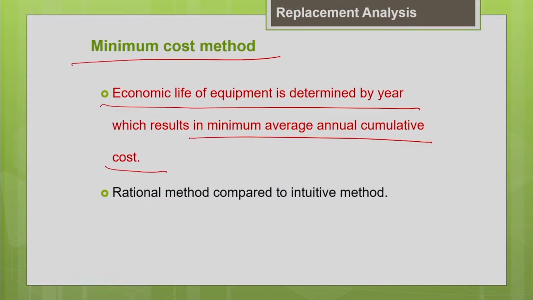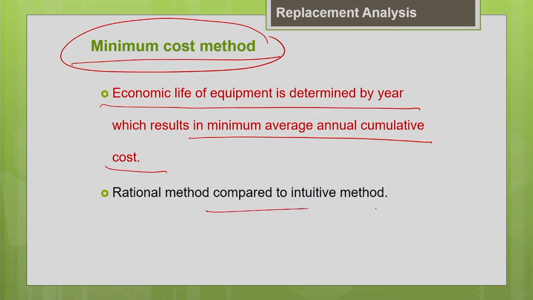That we have not discussed in the earlier lecture. In this lecture, we are going to see how to use this minimum cost method to compare the defender and the challenger. So, when compared to the earlier intuitive method, this will be more rational. So, let us see how it is more rational.